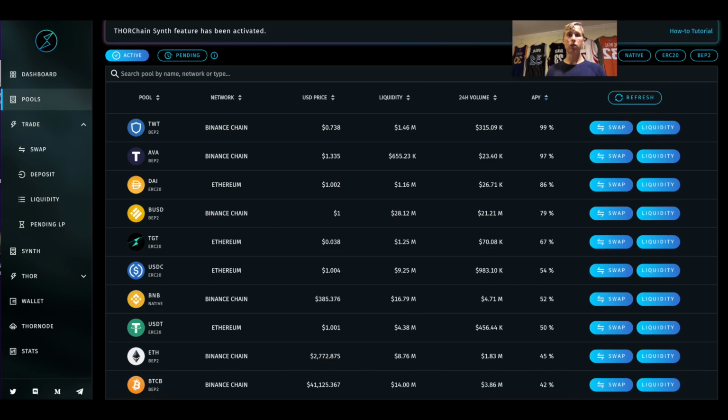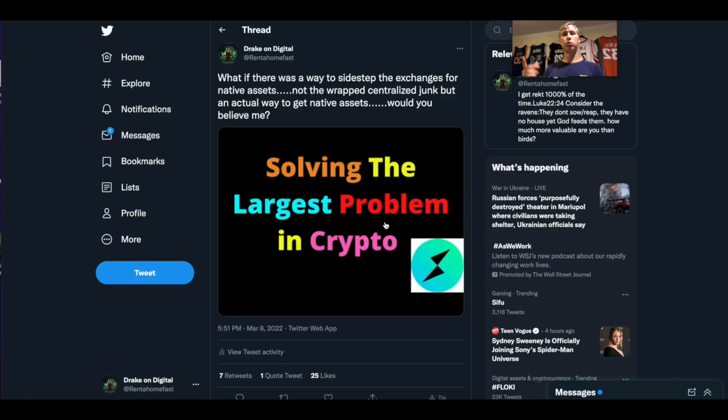So anyways, let's go ahead and go to the pools. Now that you guys see the power of ThorChain, now that you guys are kind of grasping the concept. How does RUNE get its valuations? Well, I've made a full tweet on this. If you guys want to check it out.